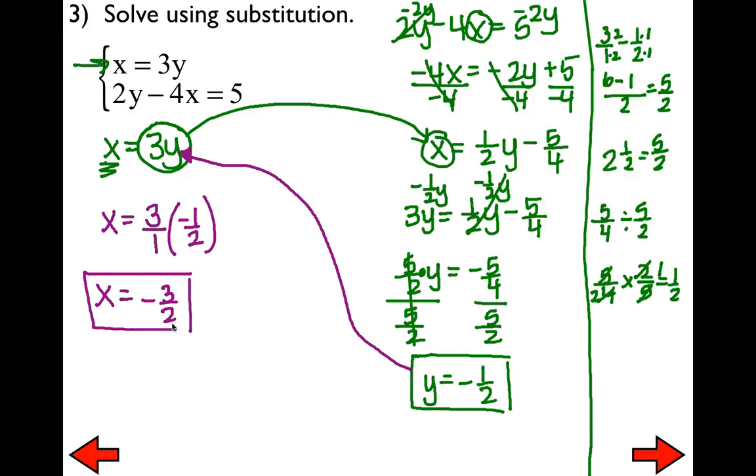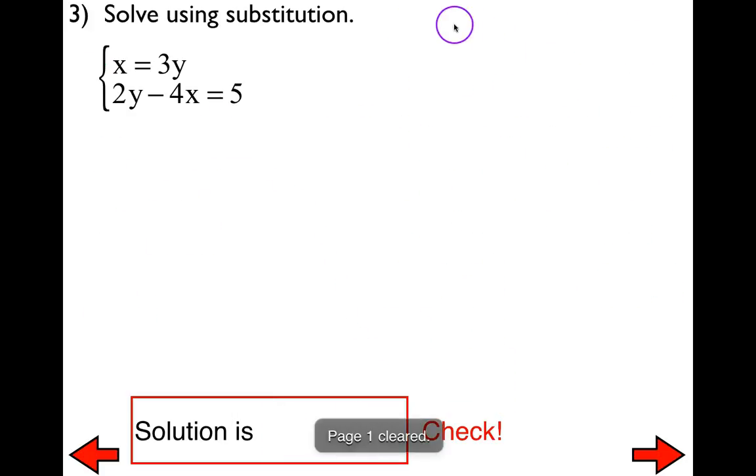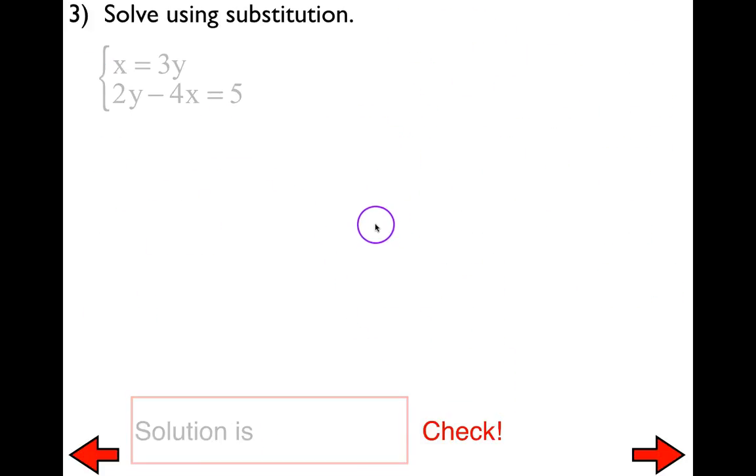So now that I have both, I can go ahead and say I think the solution is negative 3/2, comma, negative 1/2. So notice here, yes, there were fractions, but I was able to survive. I just took it one step at a time, and I got an answer. But you notice I said I think the answer is negative 3/2, comma, negative 1/2, because of course I still need to check my work. So let's go ahead and try that out here.